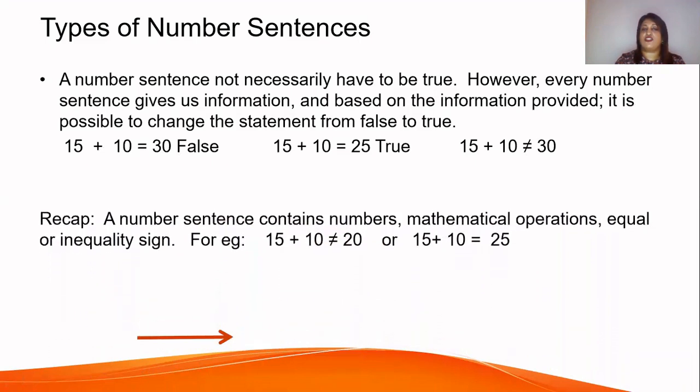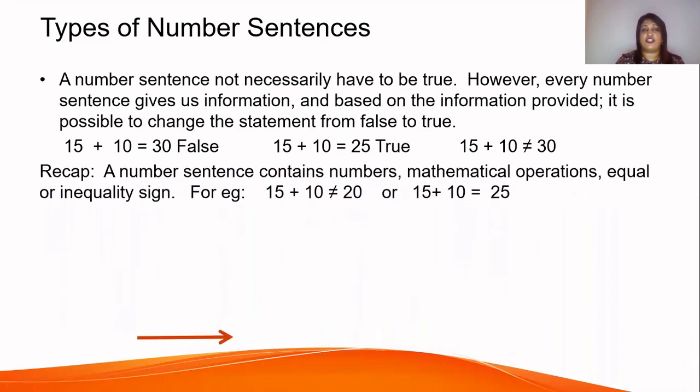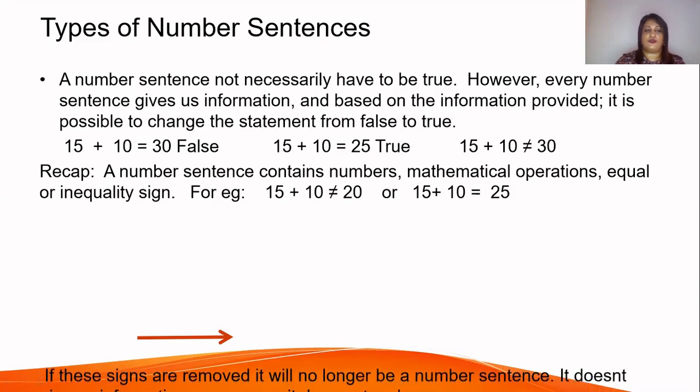Now again, a number sentence contains numbers, mathematical operations, and equal or inequality signs. For example, 15 plus 10 is unequal to 20. We know 15 plus 10 is 25, so it's not equal to 20. Or 15 plus 10 is equal to 25, so I'll keep the equal to sign there because it's correct. So on this side here, the left-hand side doesn't balance out with the right-hand side, so it's unequal to. But here, the left-hand side balances with the right-hand side, so we use equal to.